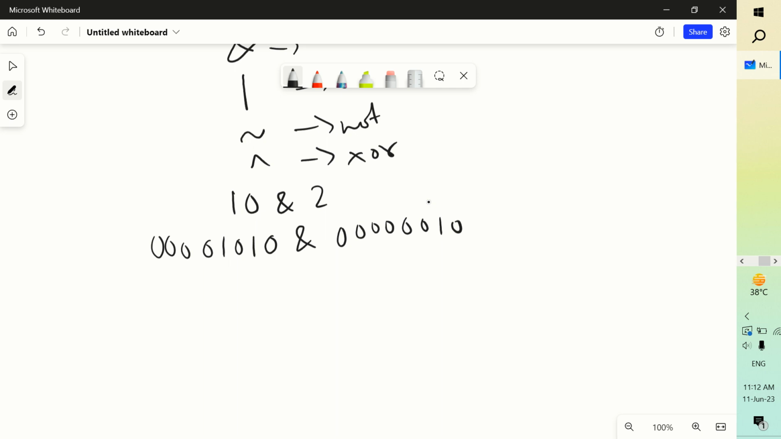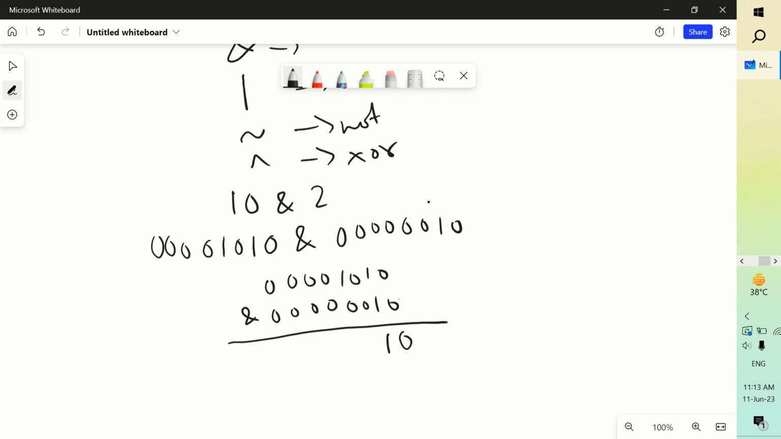So now we will apply the AND operator like this. So 0 0 0 0 1 0 1 0, this is 10. And 0 0 0 0 0 0 1 0, this is 2. We are applying the AND operator. What the AND operator does is it will give 1 when both the binary digits are 1, otherwise it will give 0. So 0 and 0 is 0, 1 and 1 is 1, 0 and 0 is 0, 1 and 0 is 0, and all the rest are 0. So this is 2 only. So 10 bitwise AND 2 will give 2.